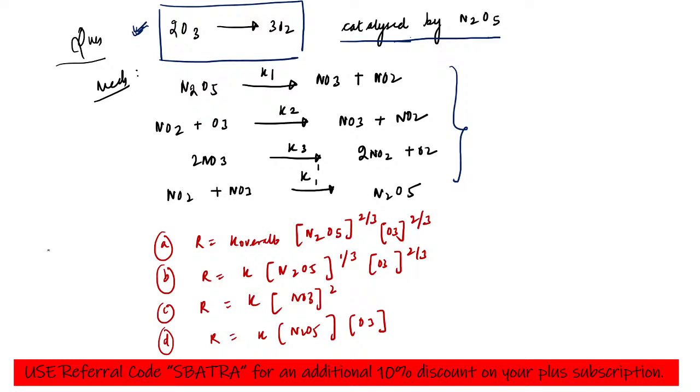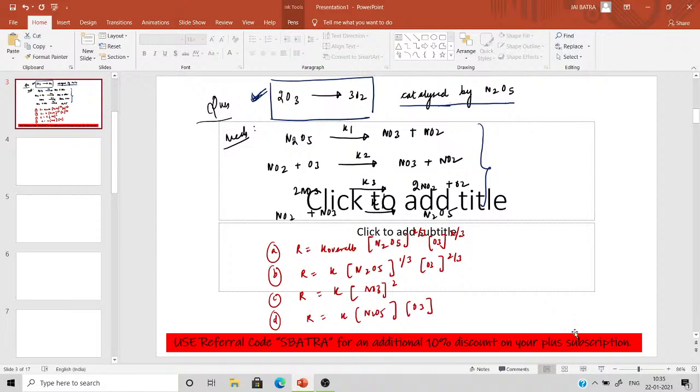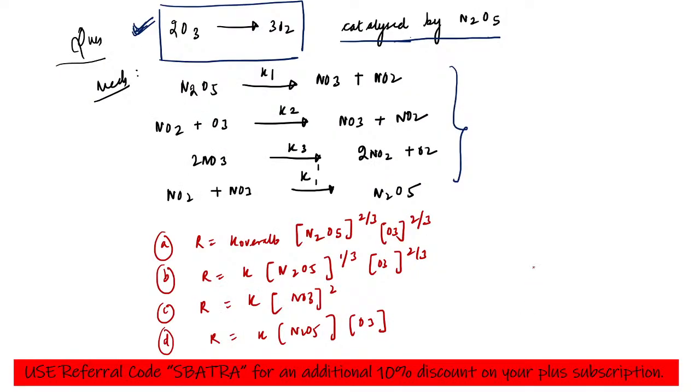All right, let's try and solve this question. What is given to us? This reaction is given. This is basically our main reaction: decomposition of O3. So decomposition of O3 is given.